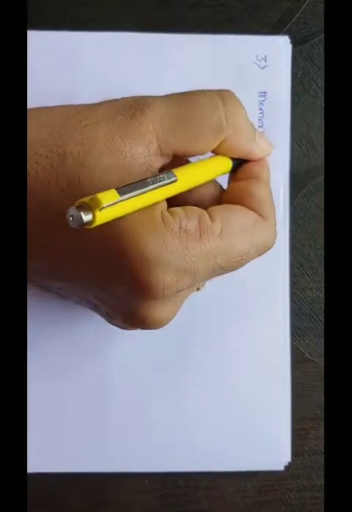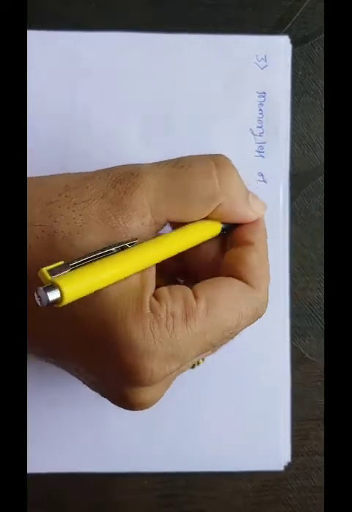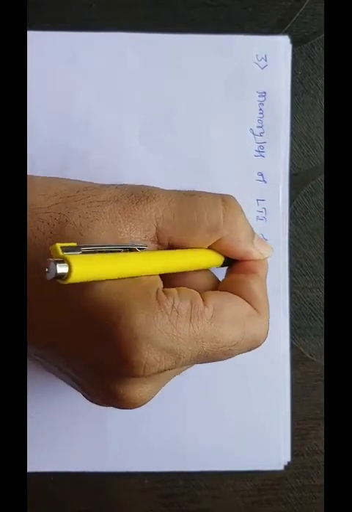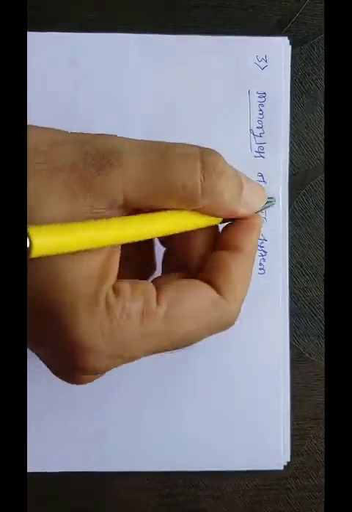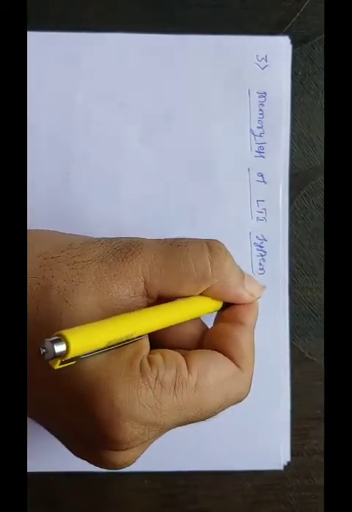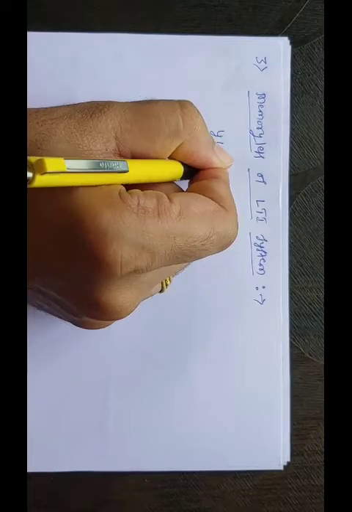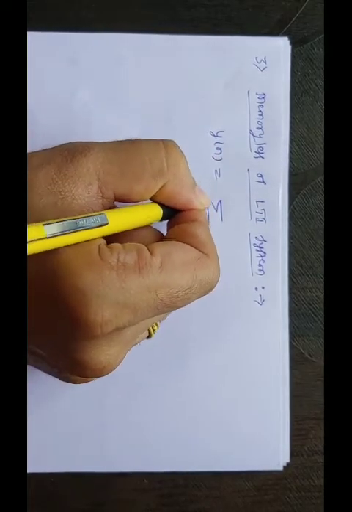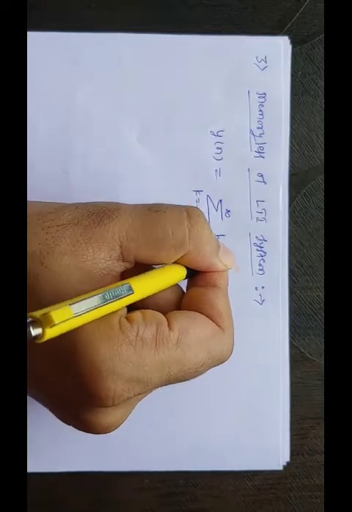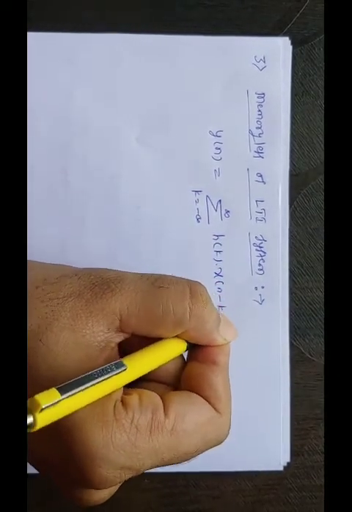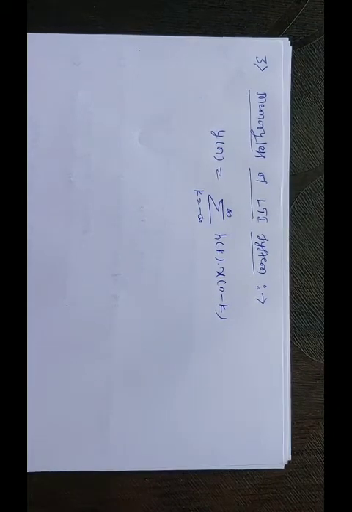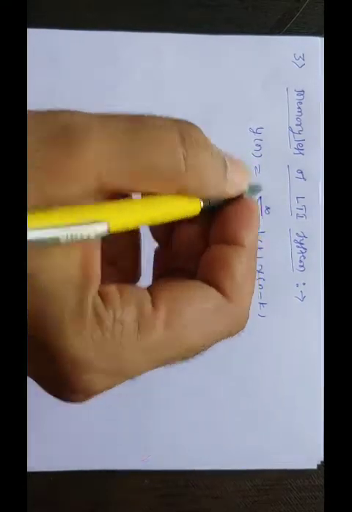Similarly, we are going to discuss the third property, that means memoryless of LTI system. Memoryless of LTI system. So as we already know the formula, y of n equal to summation of k equal to minus infinity to infinity h of k into x of n minus k, the convolution sum formula we are using here. So now let us expand this one.